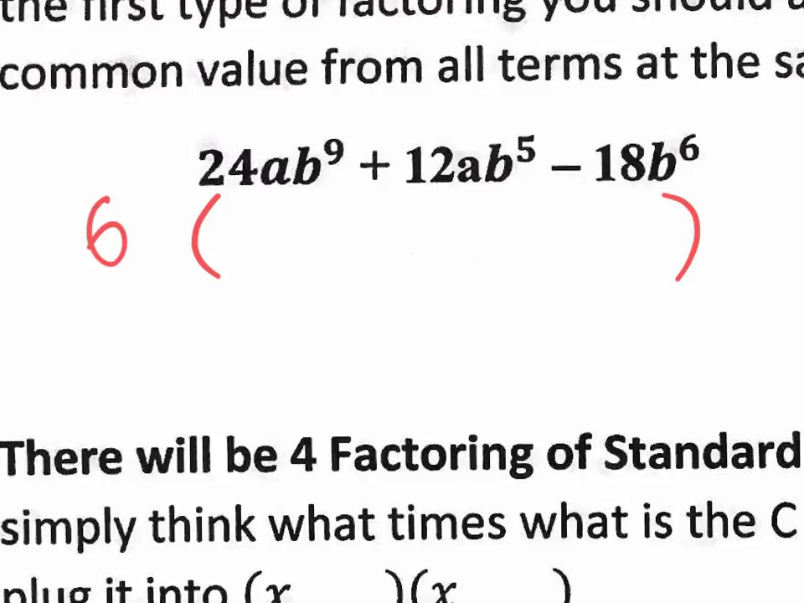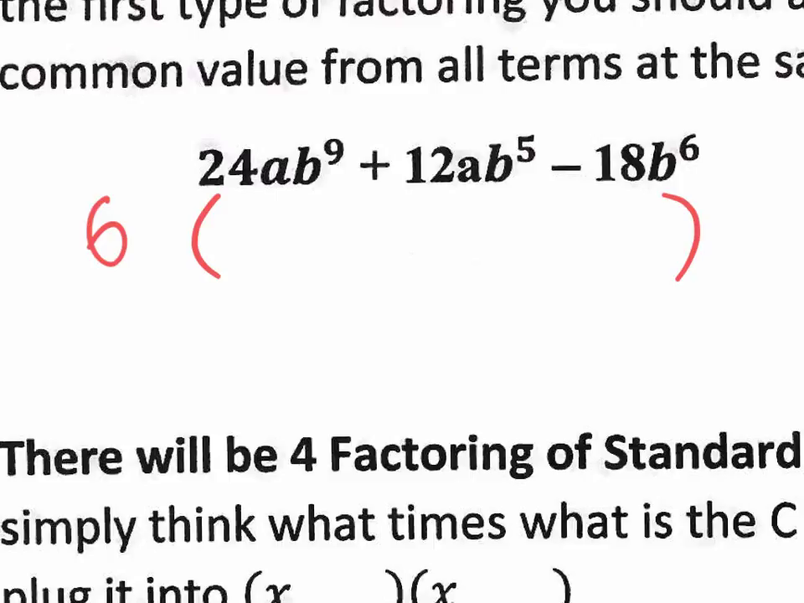B's, right? Okay, now I have 9 B's in the first term. I have 5 B's in the second and 6 in the third. So what is the maximum amount of B's I could pull out from all 3 of them at once? The maximum amount of B's, 5.